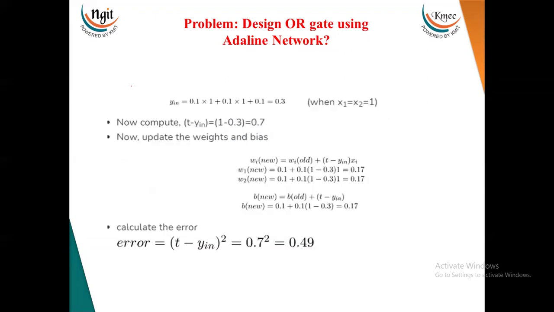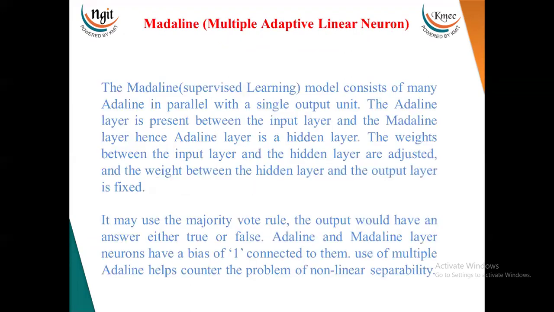So this is regarding Adaline. Now the next one is Madaline, the multiple adaptive linear neuron. It is parallel with the single one, and consists of many Adalines in parallel. So what exactly is Madaline? I'll tell you.